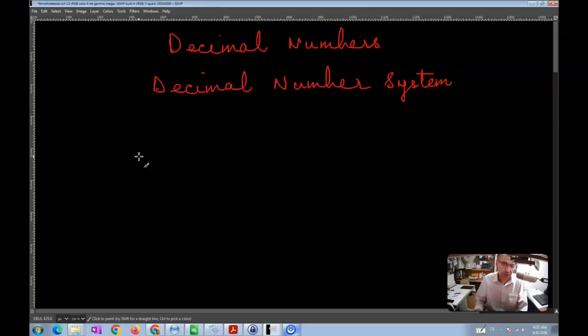In the decimal number system you can have different types of numbers, meaning that you can have, for example, integers, real numbers, imaginary numbers, fractions, whole numbers, natural numbers, all of those things. These are the different categories of numbers that can occur in the decimal number system.